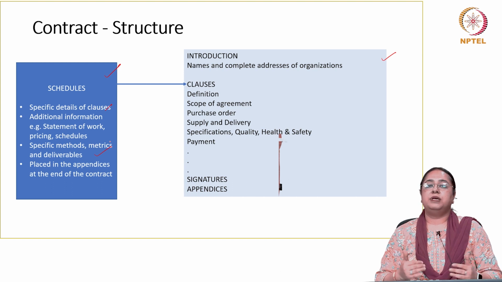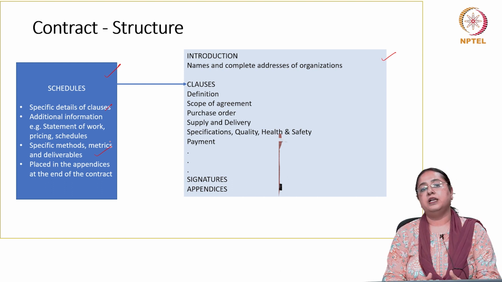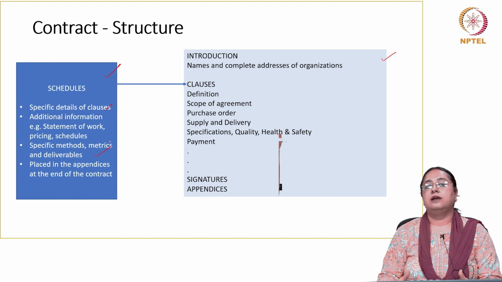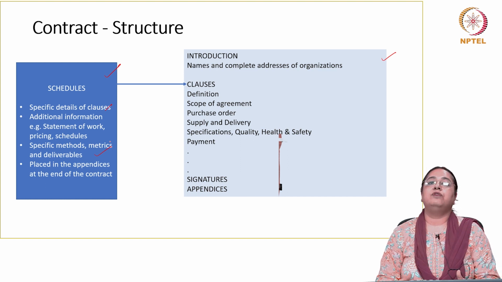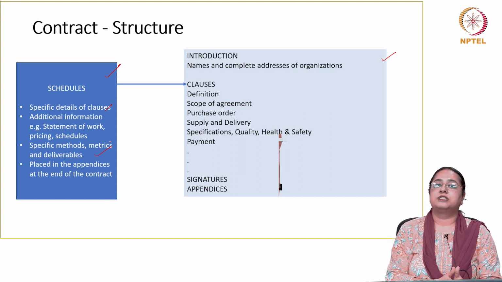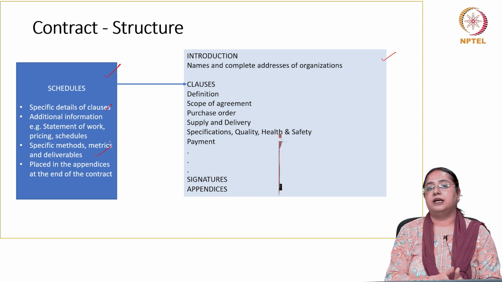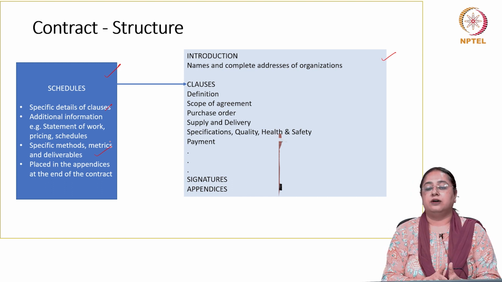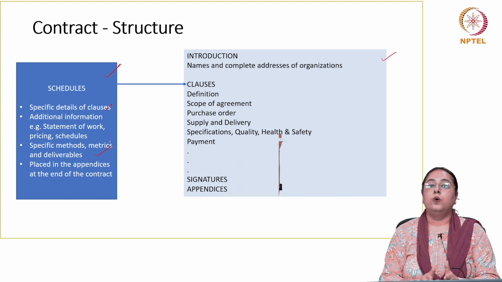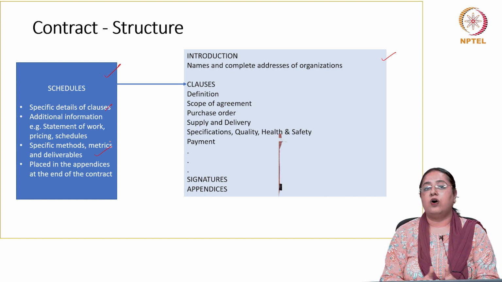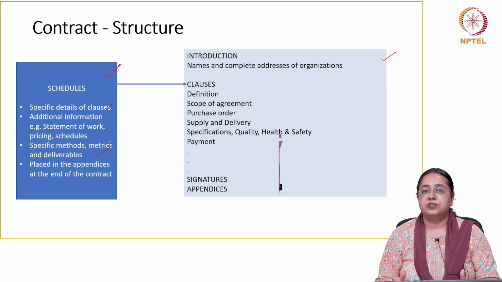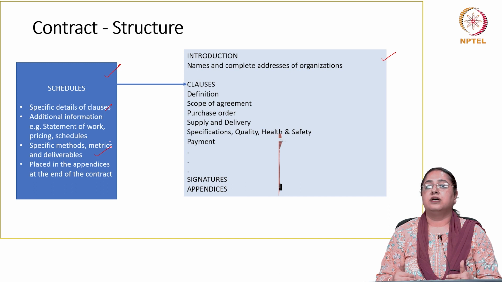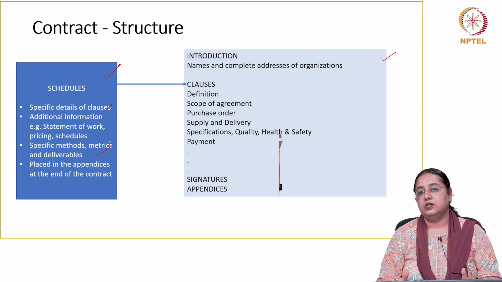Probably those details will be in the schedules, right? For example, delivery-related schedules can say that delivery will be measured from when the product starts from the supplier premises, and when that is intimated to us, until it reaches the customer or maybe the buyer premises, within 10 days, or on an average of 10 days. This is how we define how we are going to measure the delivery parameters. So that can be written in the schedules.